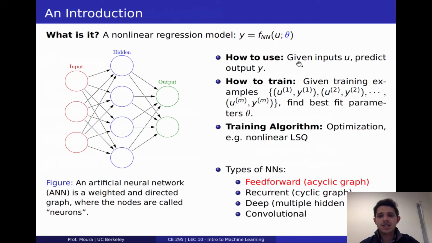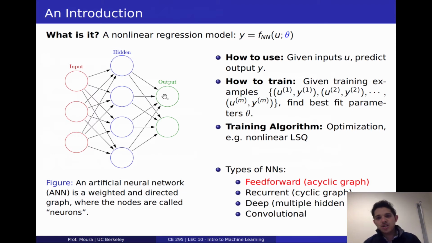So how do we use it? Well, given inputs u, we feed that into the input layer. And then it propagates through this network, does the bit of arithmetic that is visualized by this network, and then spits out a result y.